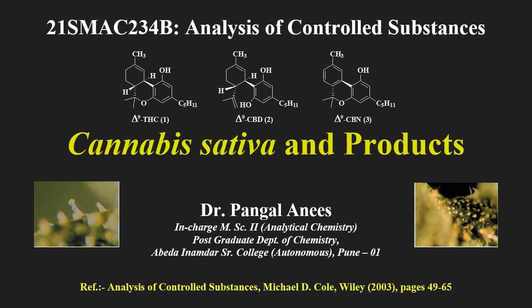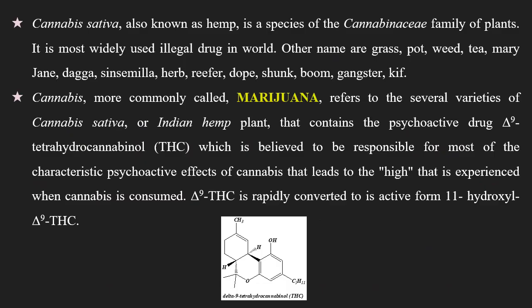Hello students, in this video we are going to discuss the analysis of cannabis sativa and its products. Cannabis sativa, also known as hemp, is a species of the Cannabinaceae family of plants. It is the most widely used illegal drug in the world. Other names are grass, pot, weed, tea, Mary Jane, daga, etc.